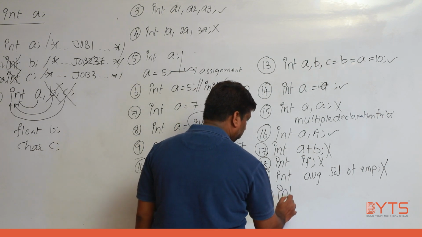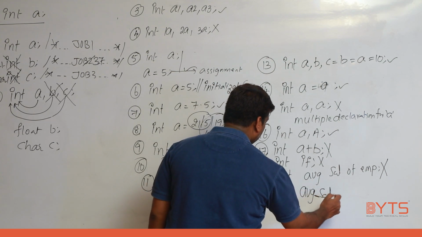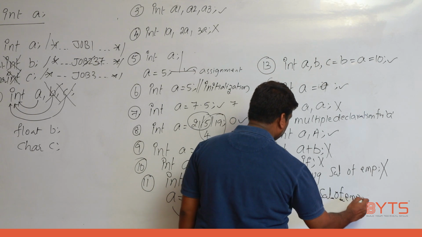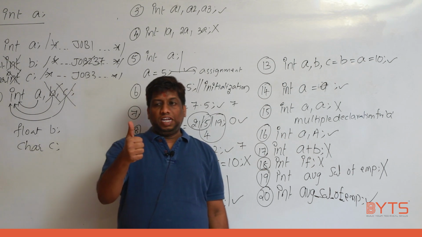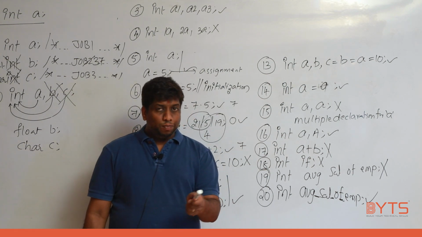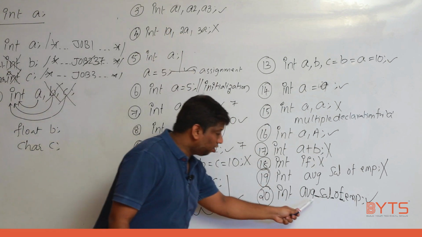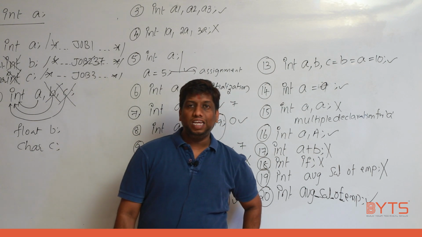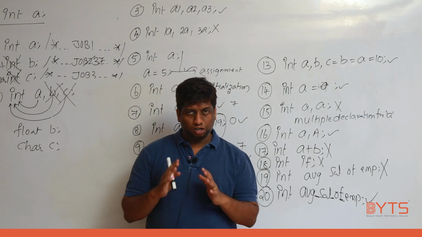int average_scal_of_EMP. So again I am telling, first point, in C a variable name can start with alphabet or underscore. First point to understand. Now I am going to conclude the points. In C, a variable name can start with alphabet or underscore.